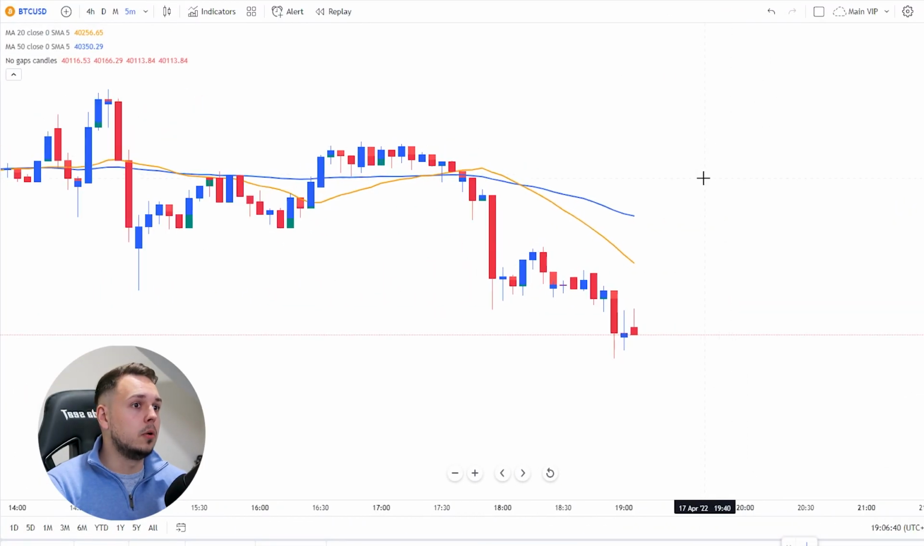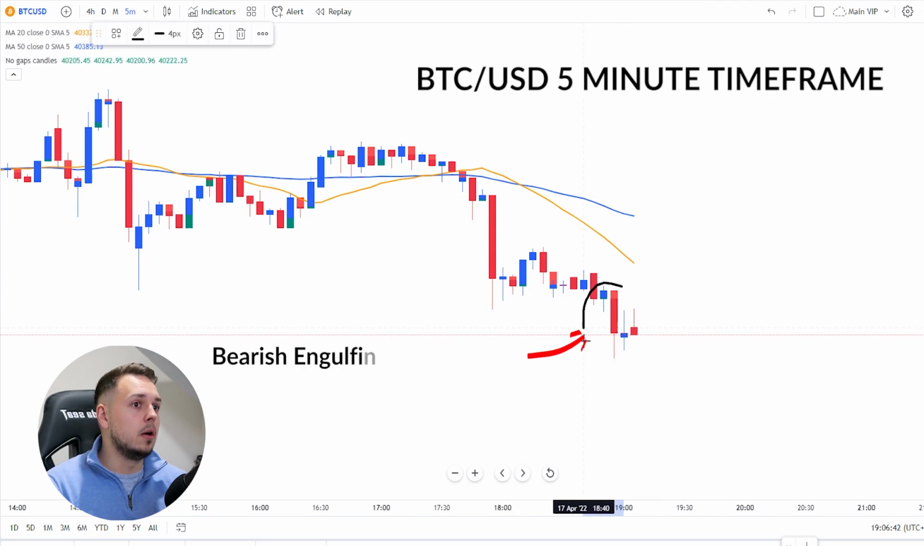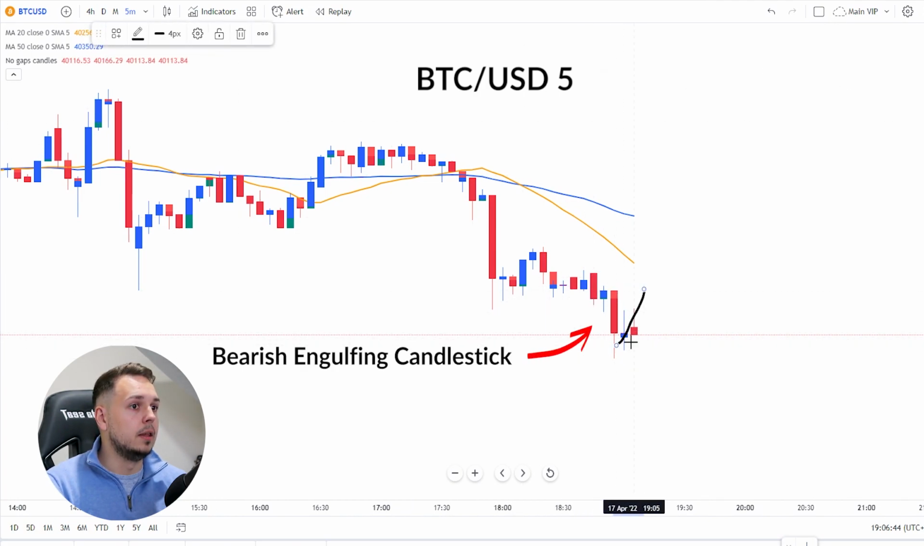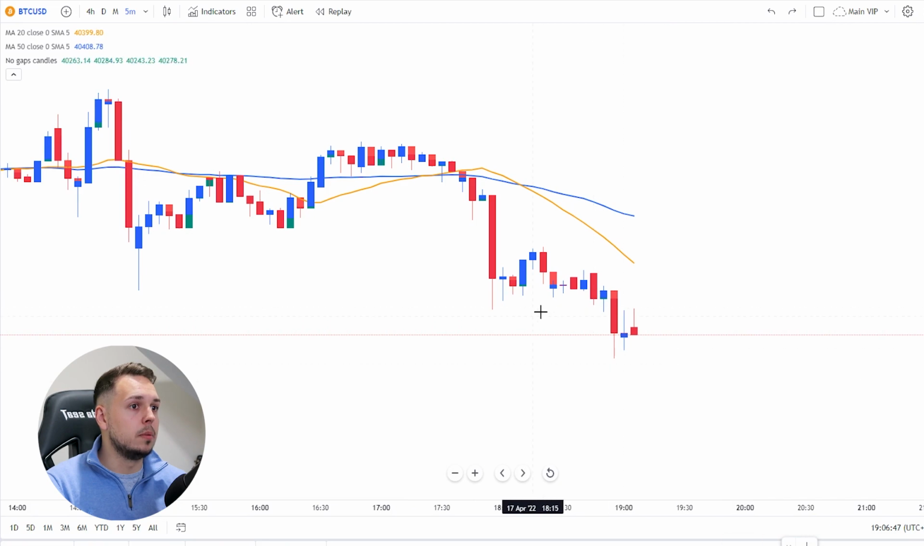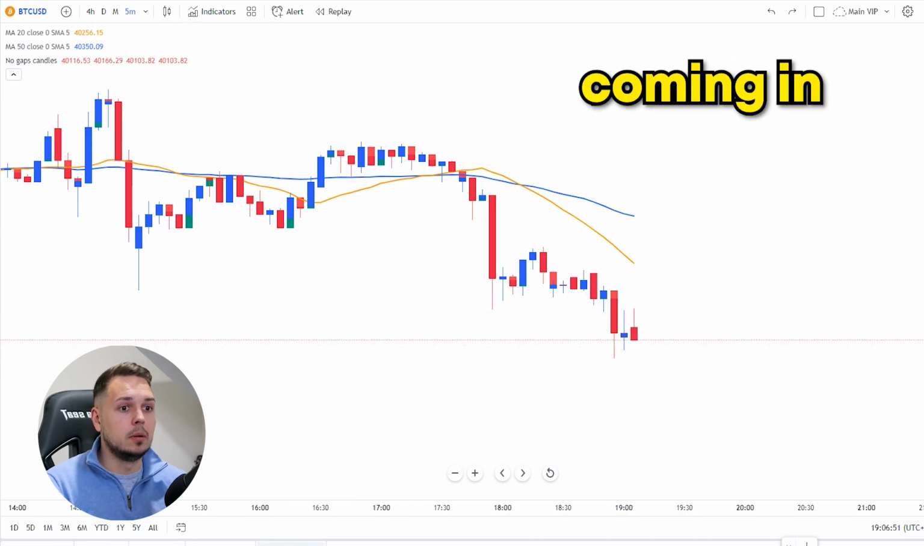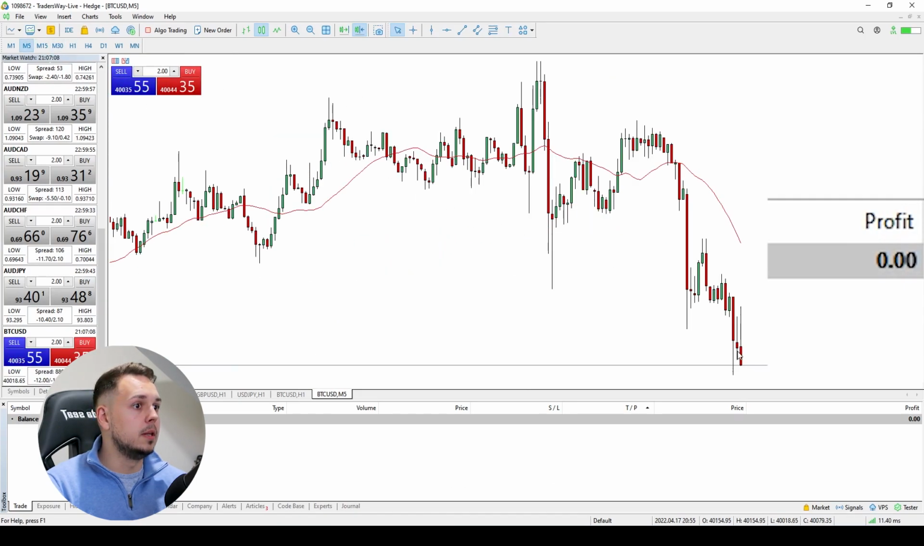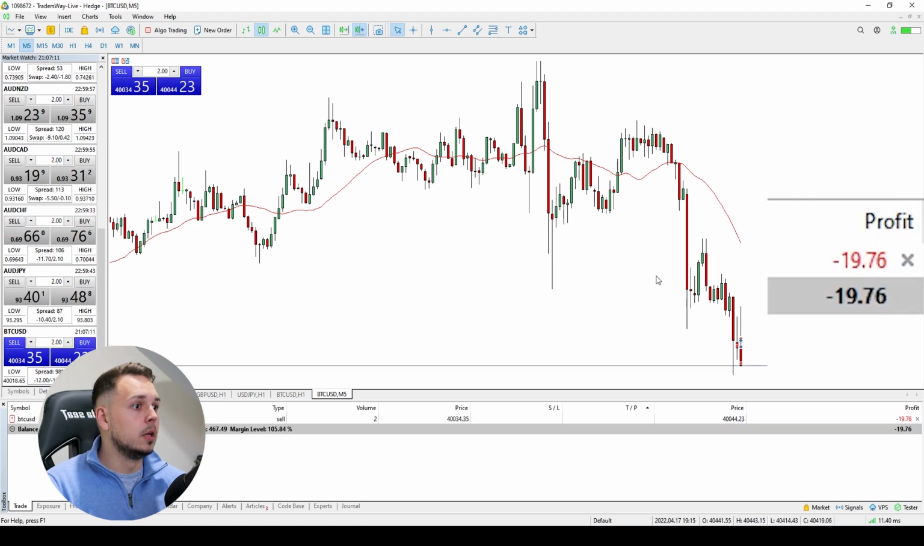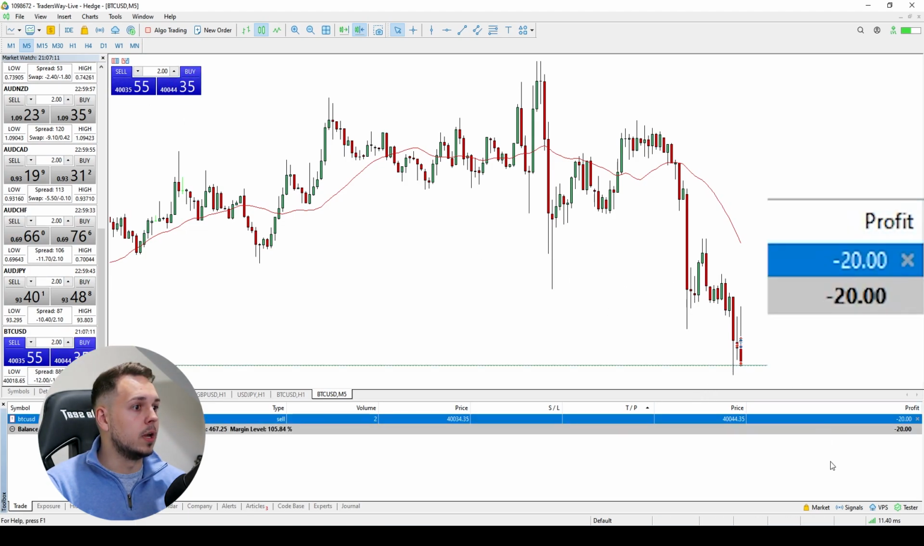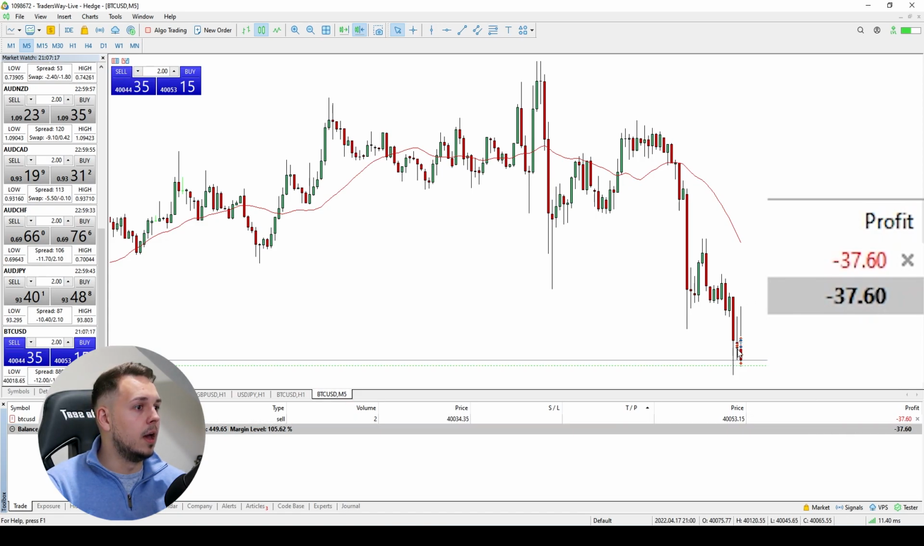So I'm looking at Bitcoin US dollar at the moment. A nice bearish engulfing candlestick, had a little pullback, does show bearish pressure. Once again, new lows are coming in. So this is the Bitcoin US dollar chart. Let's open the 5-minute. As you can see, dropping down. Probably a nice sell trading opportunity. Minus $37 at the moment, but hopefully this will continue dropping and we're gonna see some profit and money coming in.